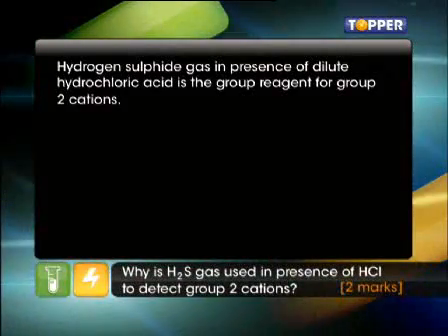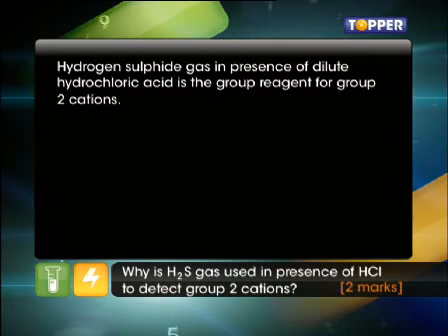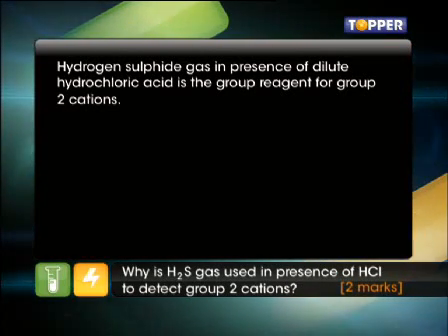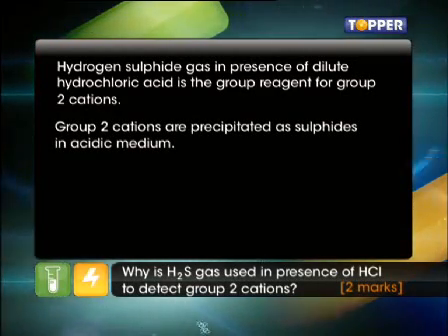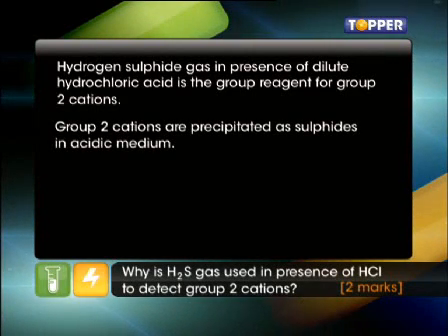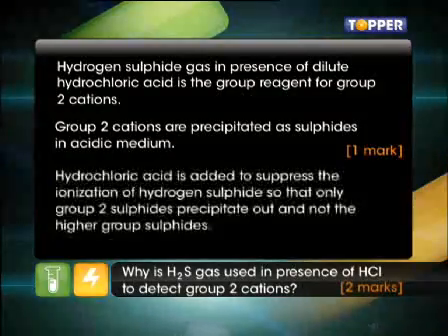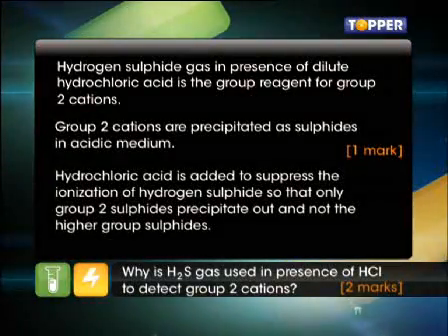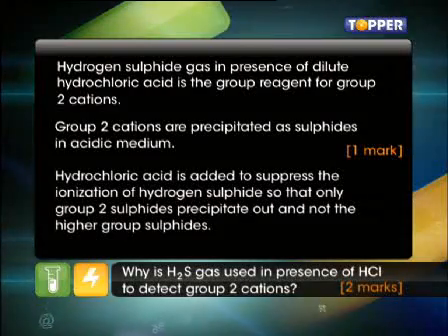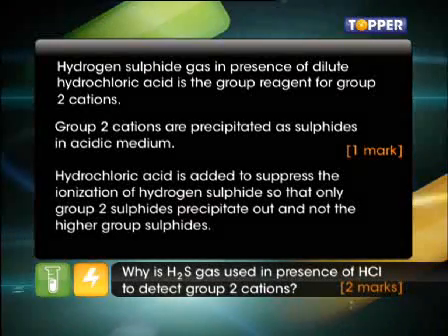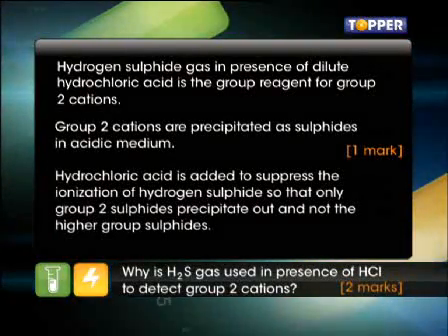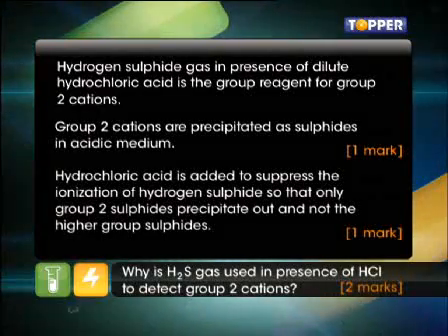Hydrogen sulfide gas in presence of hydrochloric acid is the group reagent for group 2 cations. Group 2 cations are precipitated as sulfides in acidic medium. Writing this much will fetch you 1 mark. Hydrochloric acid is added to suppress the ionization of hydrogen sulfide so that only group 2 sulfides precipitate out and not the higher group sulfides. Writing this reason will fetch you another 1 mark. So now there is nothing that can stop you from scoring full marks.